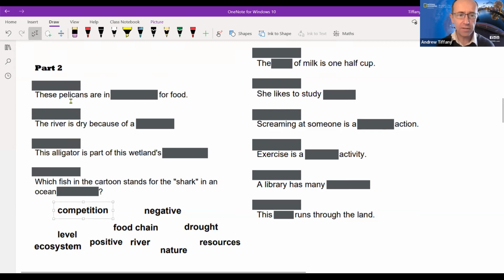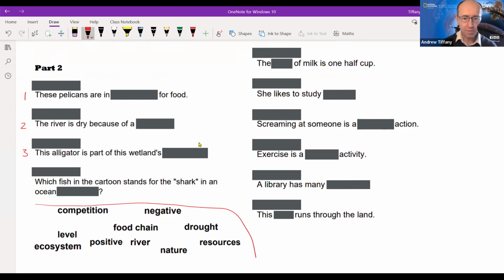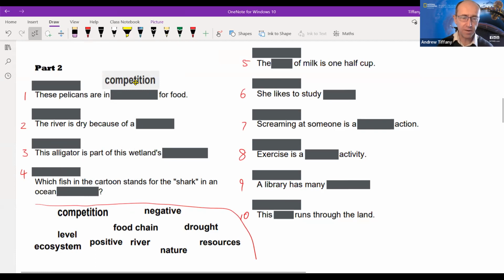Okay, so if you look at these ones, I'll number the sentences just to make life a little easier. So we'll call that 1, 2, 3, 6, 7, 8, 9, 10. 10 words, 10 sentences. Which one goes where? Which word goes where? So the words at the bottom, we've got competition, level, ecosystem, positive, river, food chain, negative, drought, nature, and resources. Number 1, you think is competition. Okay, so, that didn't work. Let's chuck that one up there, competition.